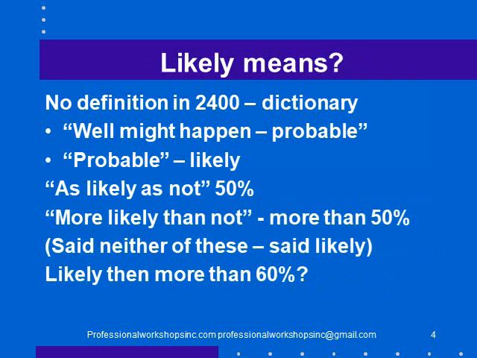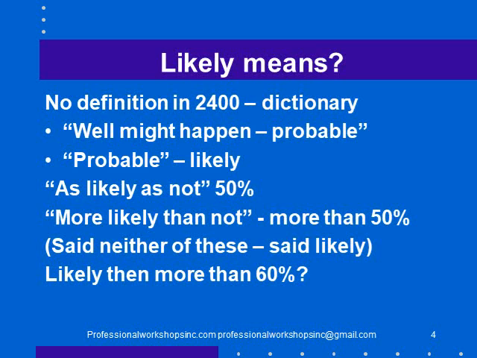Now the other question is, what is a likely material misstatement? And there's no definition in 2400 of what likely means, or what likely material misstatement means. So we're left with the dictionary definition of likely. And the dictionary definition of likely is well might happen, or probable. And the definition of probable is likely, so that's no help. But well might happen, it's much more than 50%. It could well happen.